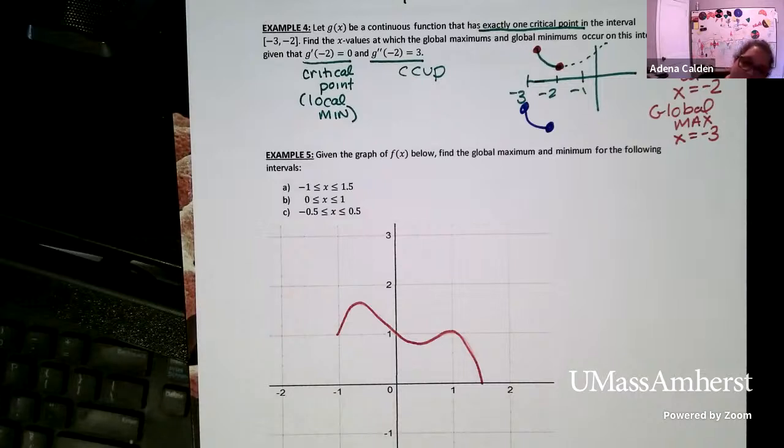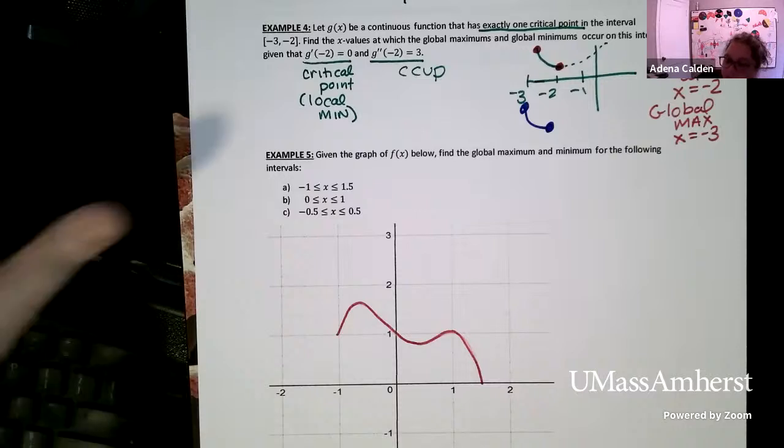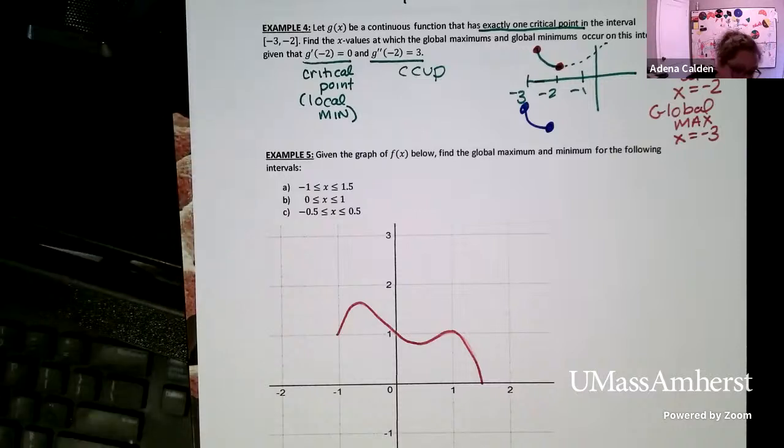So I'd like you to take 2 minutes, look at each of these intervals and try to approximate the global maximum and global minimum for each of the given intervals, and then we will go through it together.